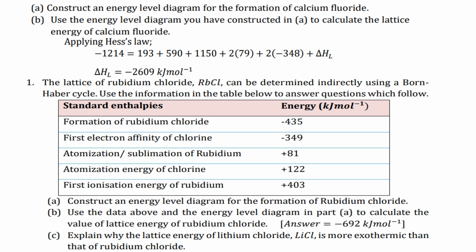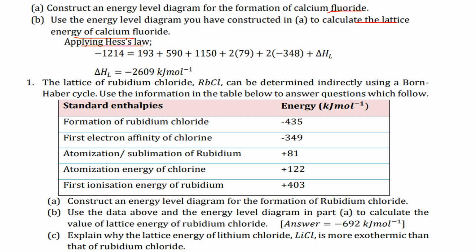Part A, we are going to construct an energy level diagram, which you have already done in the previous slide. And then part B, we are going to use the energy level diagram, and we apply Hess's law to calculate the lattice energy, which is the main emphasis of energy level diagrams. So we calculate the lattice energy of calcium fluoride.